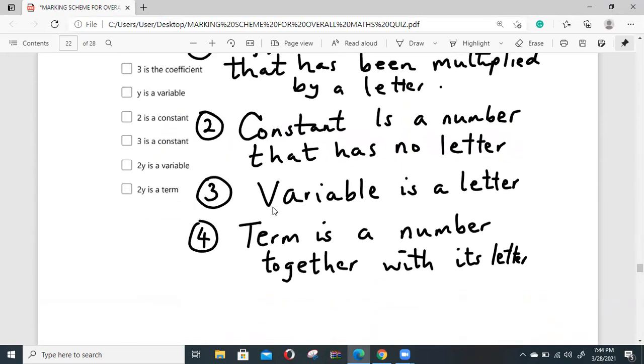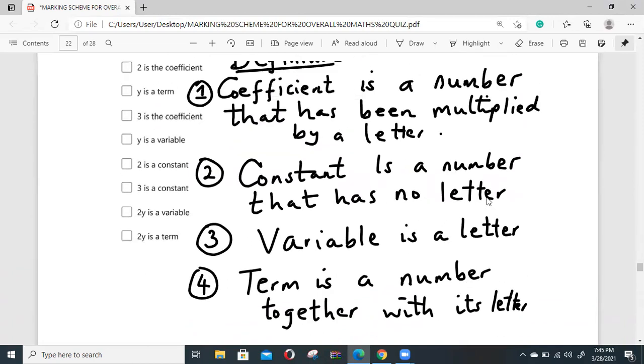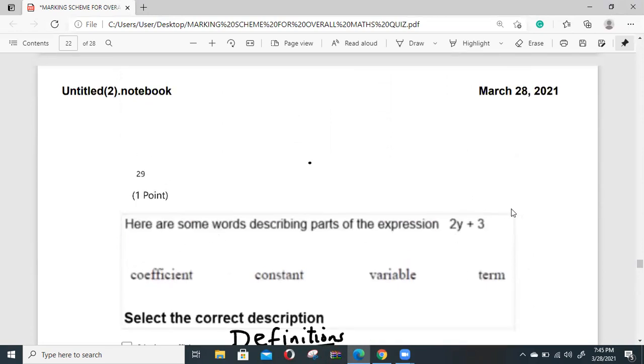Okay, the second definition is a variable. What does a variable mean? A variable is a letter. Look at this expression. In this expression, what is a letter? Y is a letter. So Y is a variable.